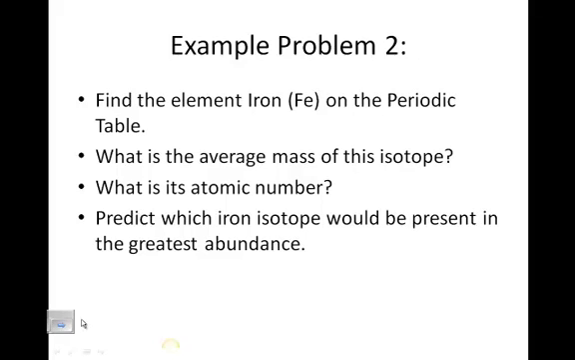Going on to example problem 2, if you find the element iron on the periodic table, you will find that its mass average is roughly 55.8. So 55.8. The atomic number happens to be 26. It asks you which isotope would be present in the greatest abundance. So it turns out that iron, you could write it as iron dash 56 or 56 Fe 26. Either way, you would be showing the isotope with a mass of 56, and it would be present in the greatest abundance because the average is closest to that mass number.